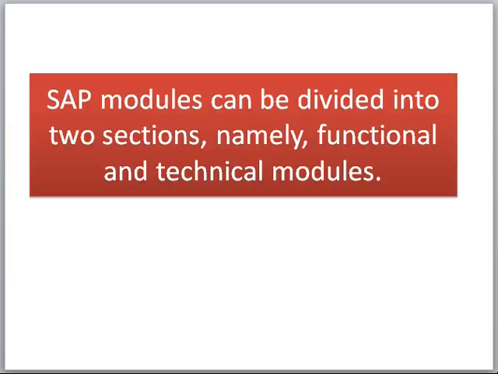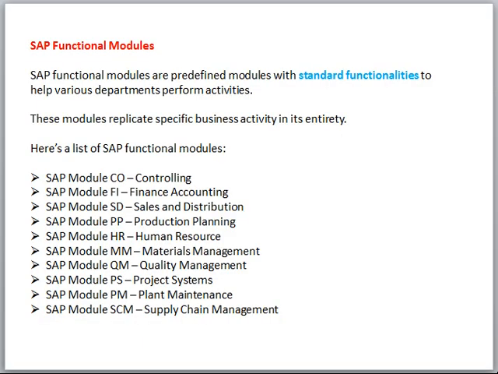SAP modules can be divided into two sessions, namely functional and technical modules. Generally SAP modules are one functional and two technical modules. Here I specified functional modules. Function means department. Every department is one kind of module here. Let's take any organization: finance department, controlling department, sales department, material management department, quality department, plant maintenance department. There are several kinds of departments. For each department, SAP has given a module.